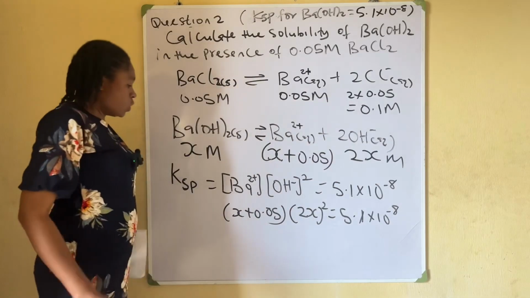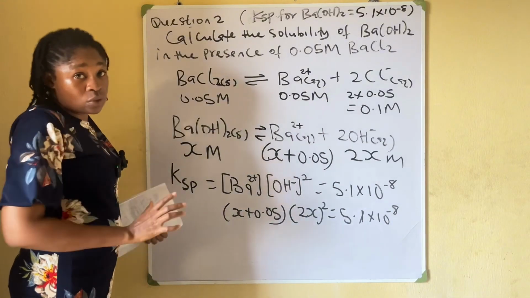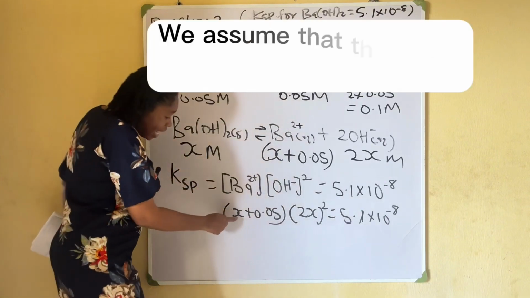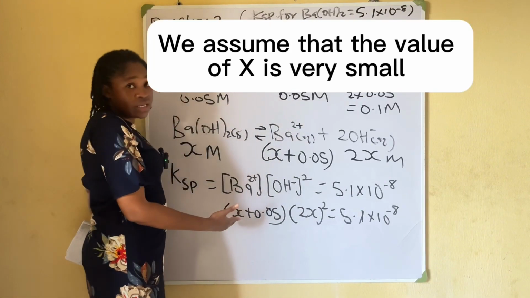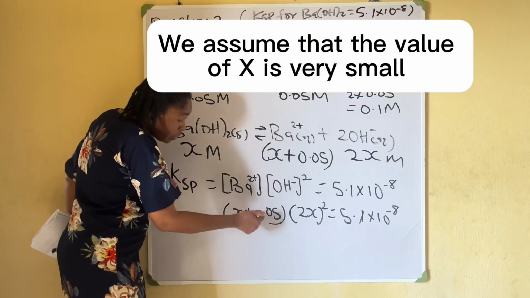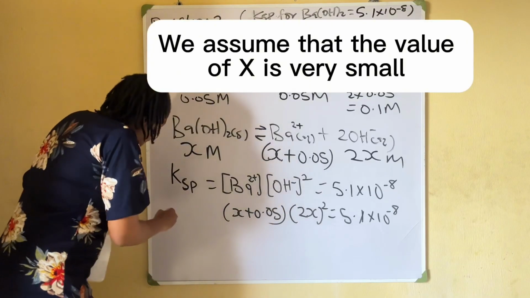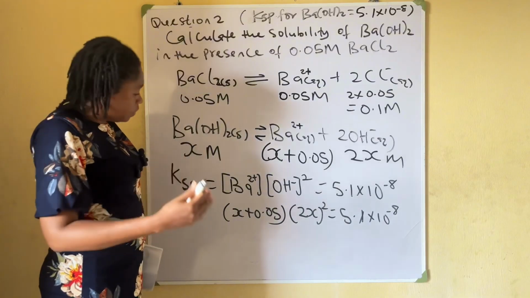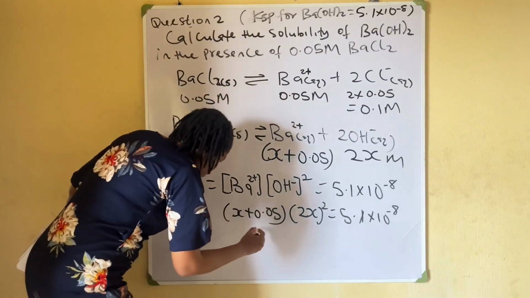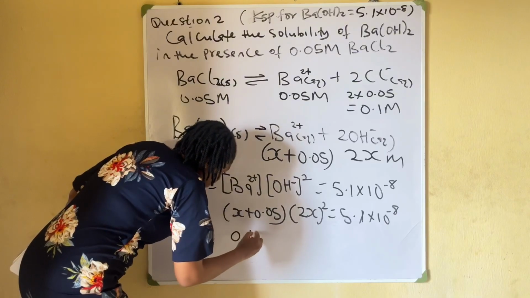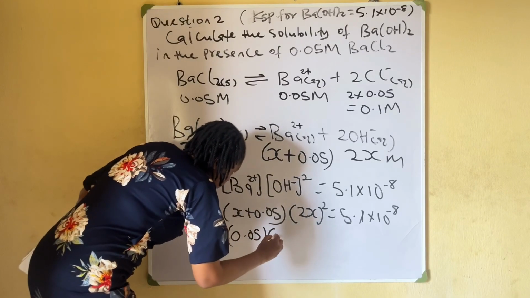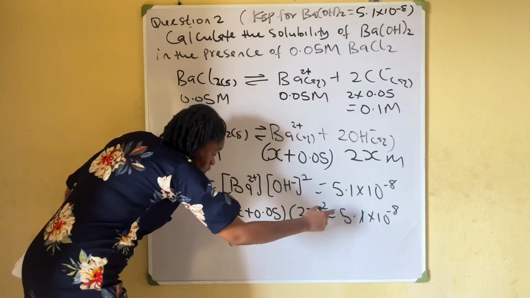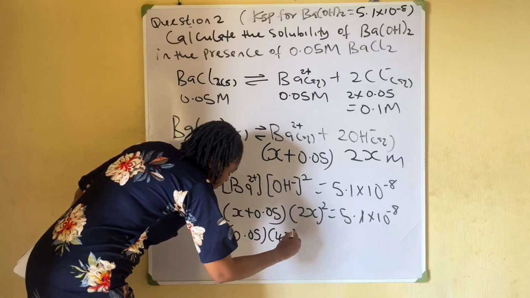Alright, so we're going to be using the other method, not the quadratic equation method. The value of S is very small compared to 0.05, so S plus 0.05 moles equals 0.05. So 0.05, times 2 squared, which is 4, so 4S squared. So what we have here.